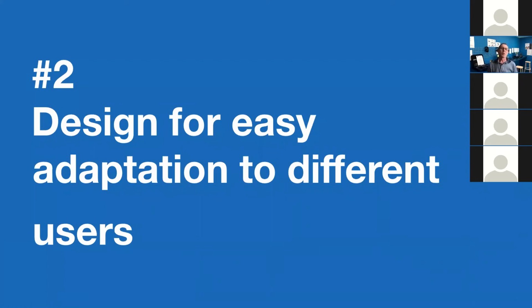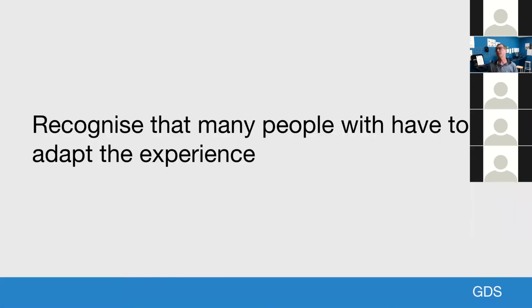The second principle of good design is to design for easy adaptation to different users. So you need to recognise that many people need to adapt the experience through their browsers or through their devices, through their operating systems.